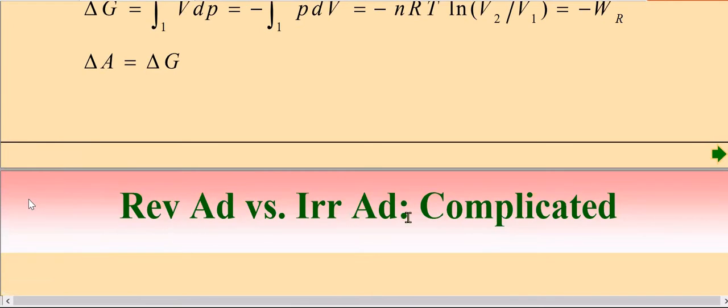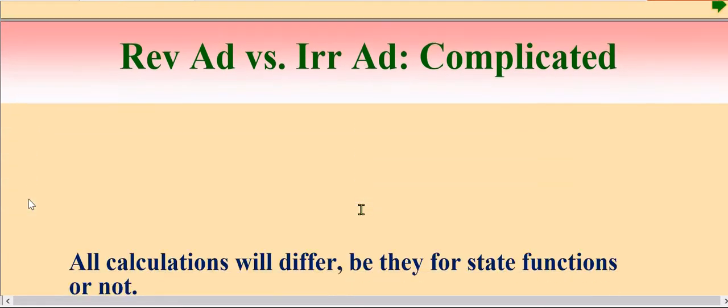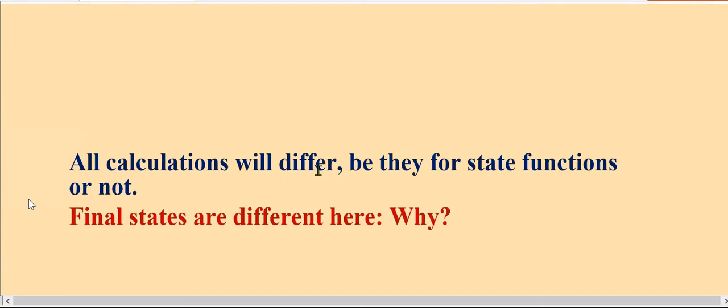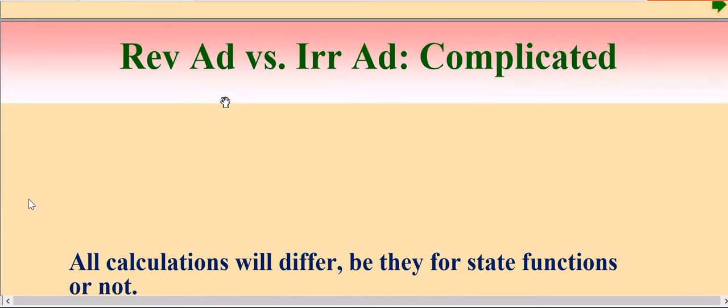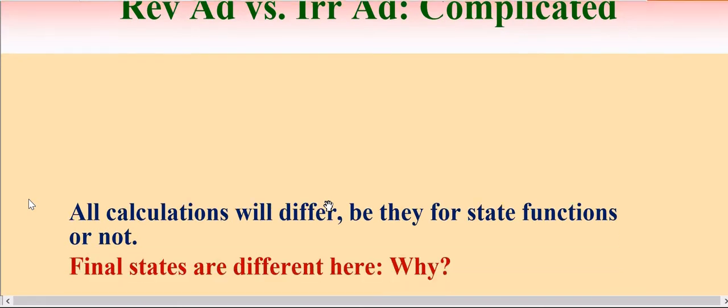But complication will arise in the case of a reversible adiabat versus an irreversible adiabat. So, this requires a closer scrutiny. All calculations will be done, be they state functions or not, because here the final states are different. As I explained yesterday, from point A to point B, if you go via a reversible adiabat, you really go to point B. Through an irreversible adiabat, you will not go to point B. You will go to some higher pressure and temperature, because that point B now refers to a non-equilibrium state, as I explained yesterday.